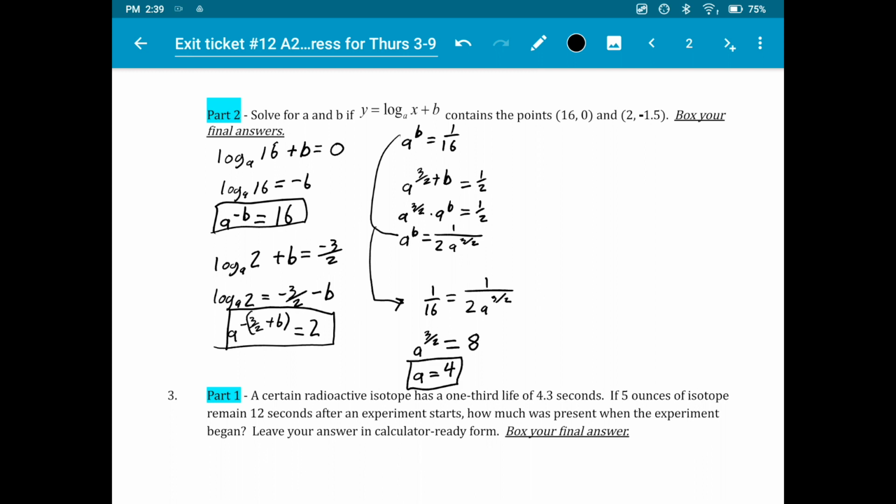Now that I have that A is equal to 4, I can use this equation to say that A to the negative B is equal to 16. So 4 to the negative B is equal to 16. And 4 squared is equal to 16. So negative B must be equal to 2. So B is equal to -2. Those two are my answers. A is equal to 4, B is equal to -2.